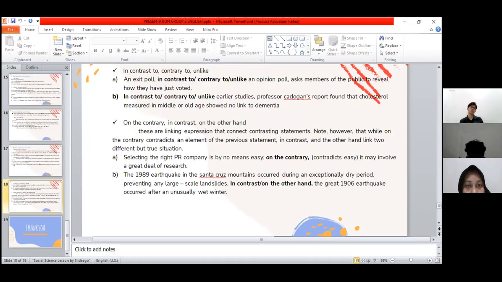Next, in contrast to, contrary to, and unlike. For example, one, an exit poll, in contrast to or contrary to or unlike an opinion poll, asks members of the public to reveal how they have just voted. Two, in contrast to or contrary to or unlike earlier studies, Professor Cadogan's report found that cholesterol measures in middle or old age show no link to dementia.